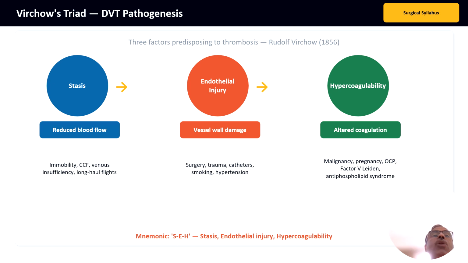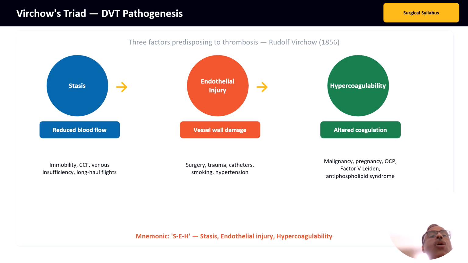Then we have Virchow's triad, which is basically very essential to understand in the pathogenesis of deep vein thrombosis. Three factors predisposing to thrombosis, and this was first described in 1856 by Rudolf Virchow. And what exactly does Virchow's triad consist of? It consists of stasis, endothelial injury, and hypercoagulability or hypercoagulable state.